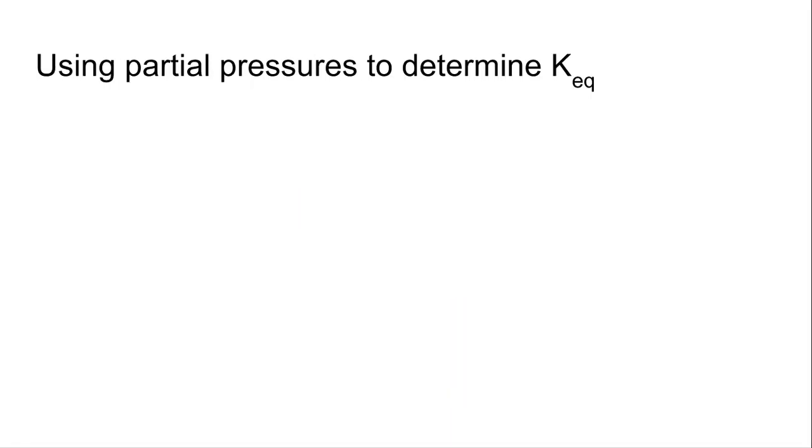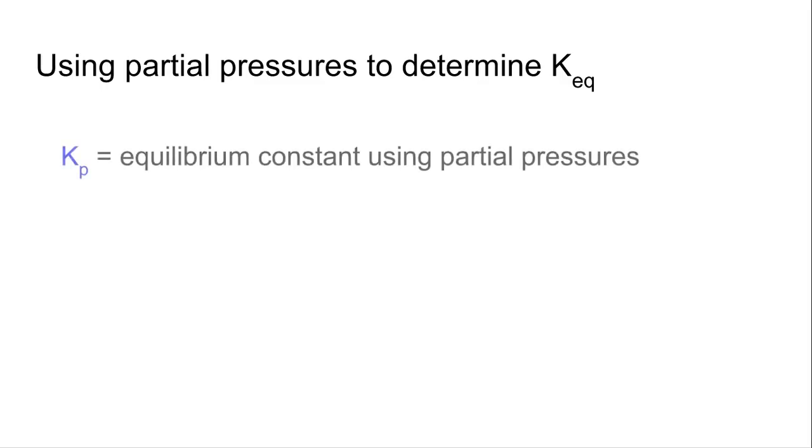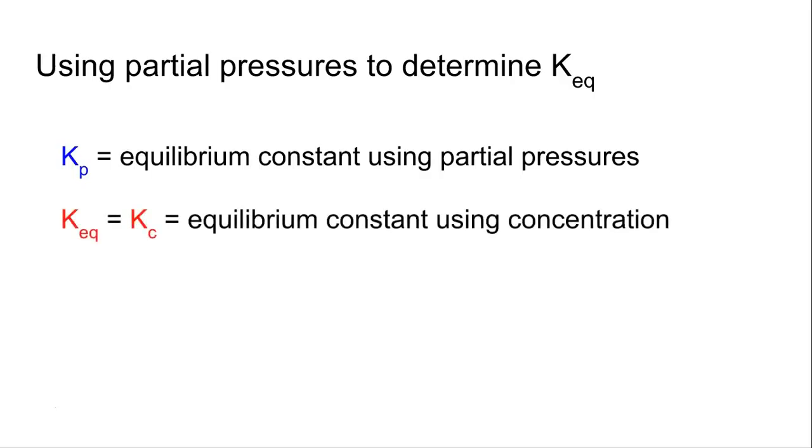All right, so now we're going to use partial pressures to determine the KEQ. This is not as straightforward as when we use concentrations. So Kp is what we call the equilibrium constant when we use partial pressures. This is different than KQ, or what some refer to as Kc, where that's the equilibrium constant using concentration.